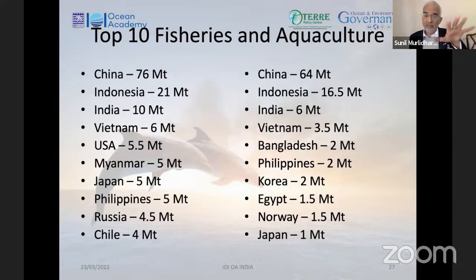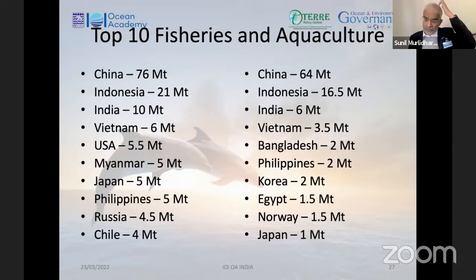So, top 10 fisheries and aquaculture countries. Again, here you'll see China, both in fisheries and in aquaculture, at the top. 150 million tons. They produce 150 million tons of fish, either through capture fishery or through aquaculture. And obviously, they are a great consumer of fish also, but they're also a big exporter of fish.